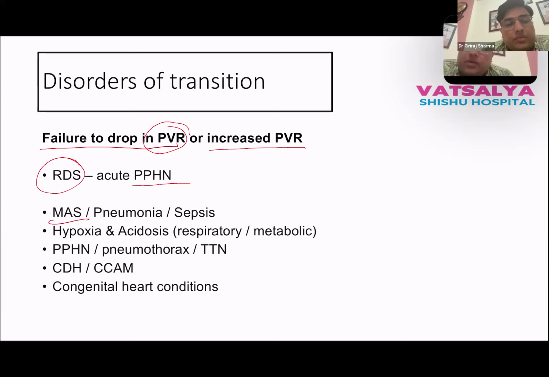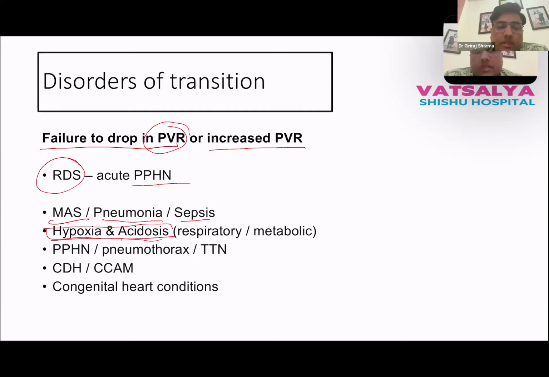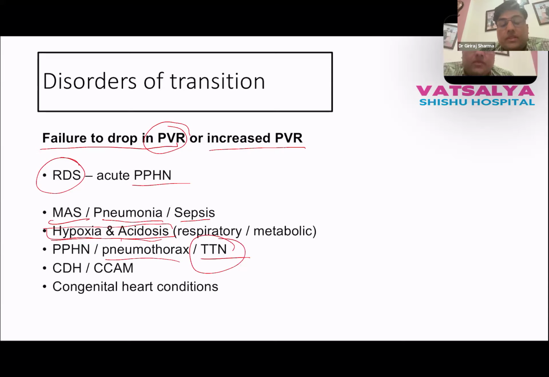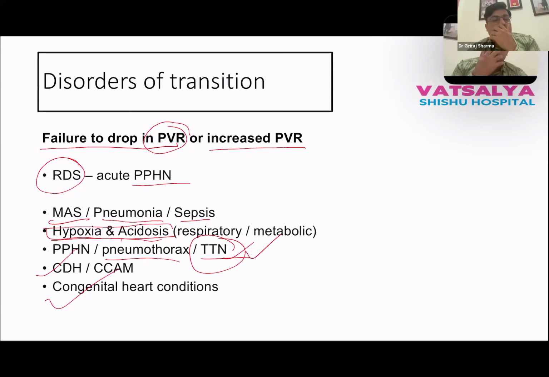MAS babies also can develop PPHN. Pneumonia, sepsis, hypoxia, and acidosis also can cause PPHN. Hypoxia and acidosis cause pulmonary vasoconstriction. Because of that, there will be an increase in PVR and PPHN. Pneumothorax, TTNB, if lung fluid does not clear at birth, the remaining lung fluid is there in the lungs, that will cause transient tachypnea of newborn, CDH, and other congenital abnormalities. So these are the disorders of transition if there is failure of decrease in the PVR.